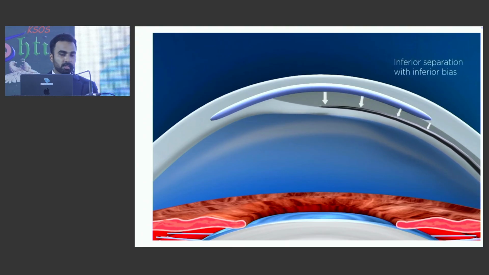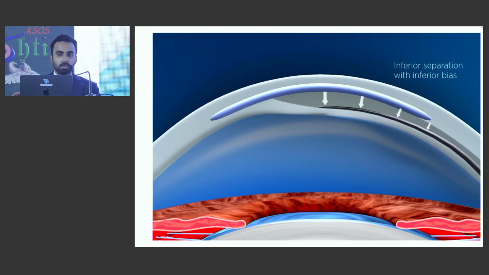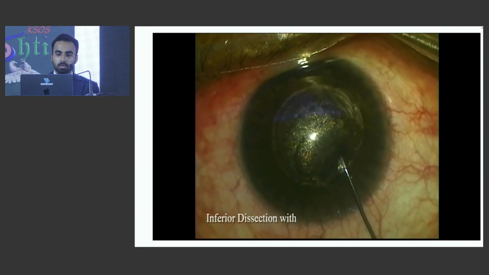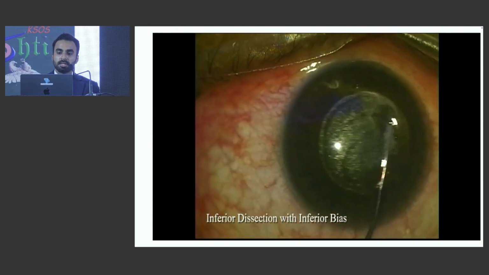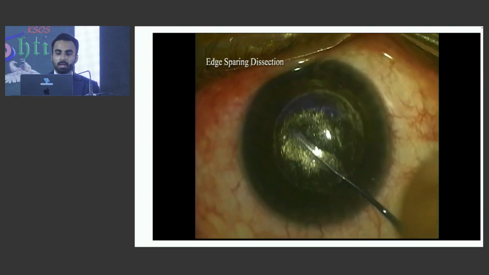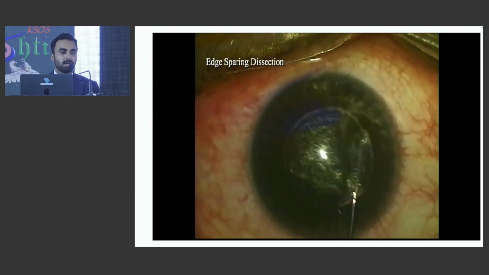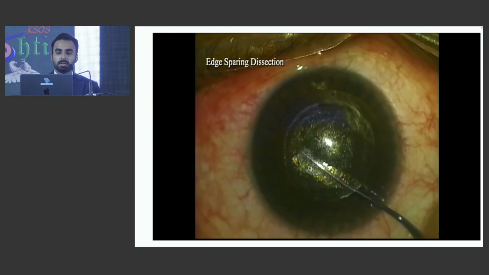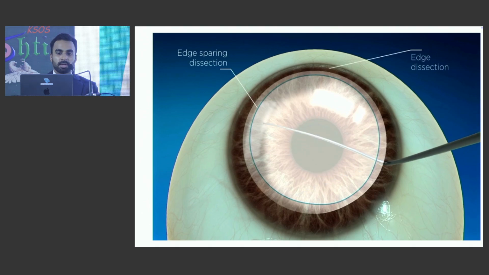When you're doing the inferior dissection, you'll be tempted to go all the way to the end. Do not do that. Go to the inferior dissection and only stay within the lenticule center. Don't move out of the edge of the lenticule. We must keep the edges of the lenticule intact in this setting. So as you see here, the edge of the lenticule is still intact, but the center is all fully dissected.